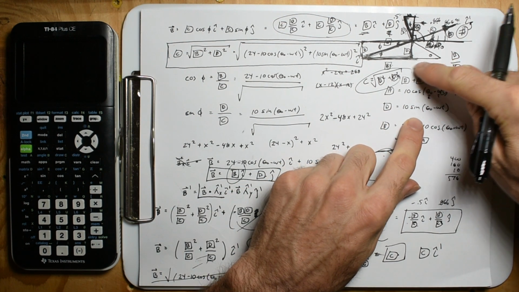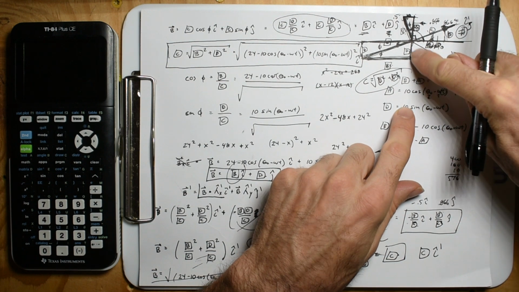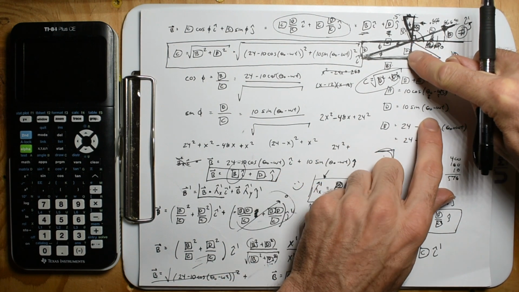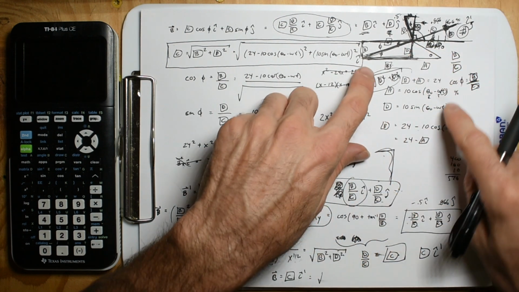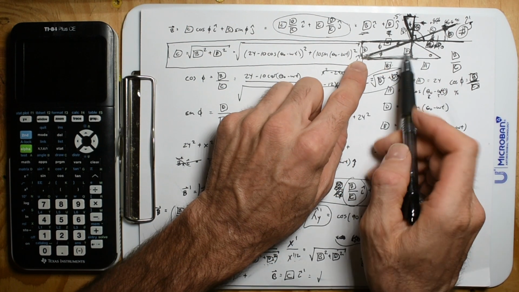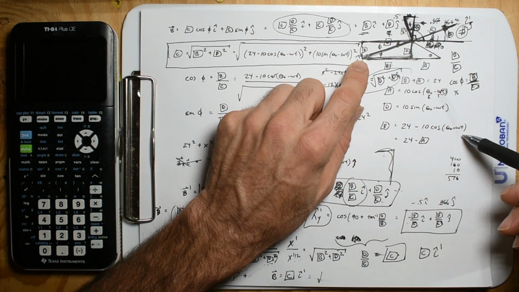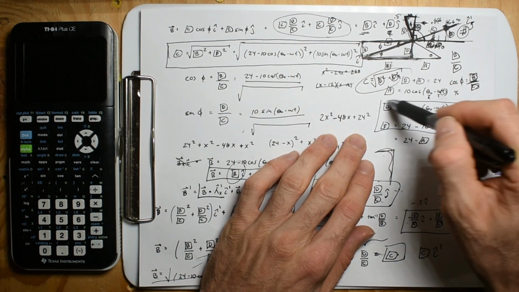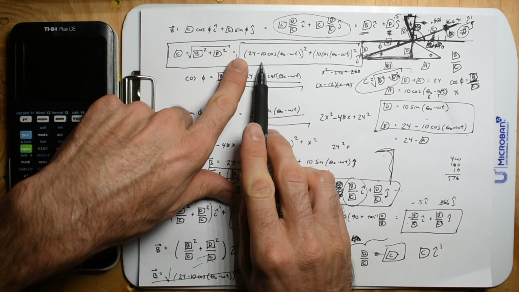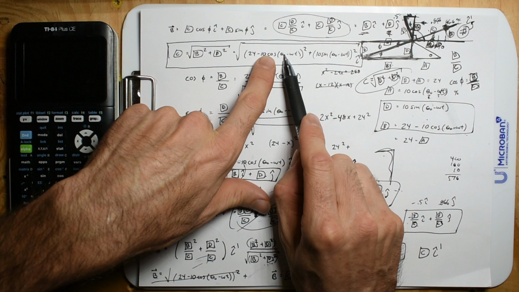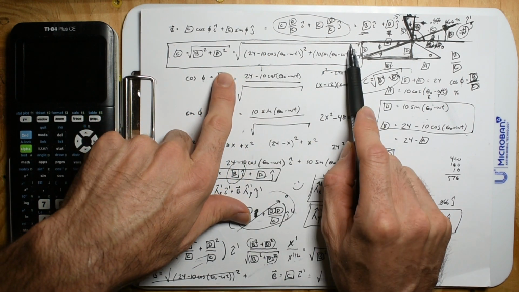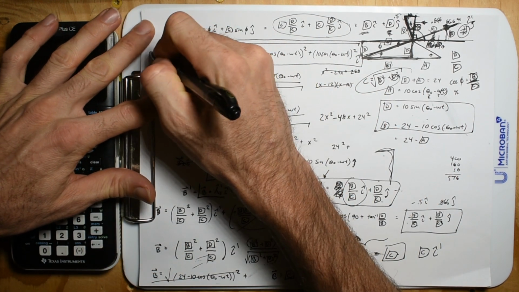This one's going to be 10 cosine, this one's going to be 10 sine. And then this one's going to be the whole length 24 minus this 10 cosine. So those are B and D. Both of these we're going to square and then take the square root. And this is our position equation.